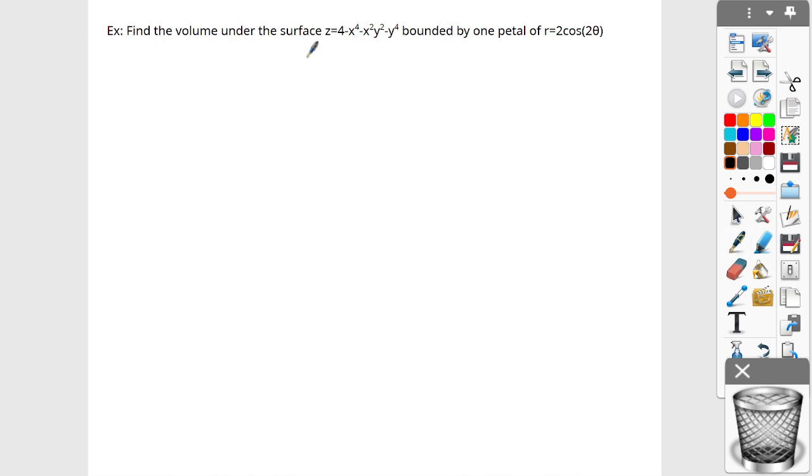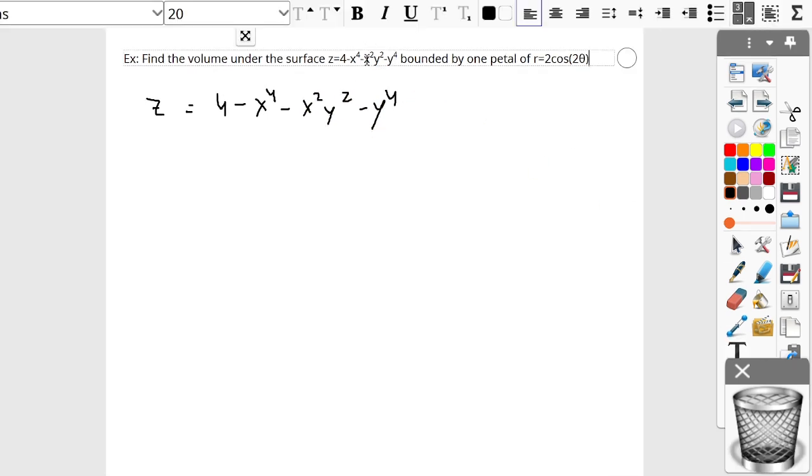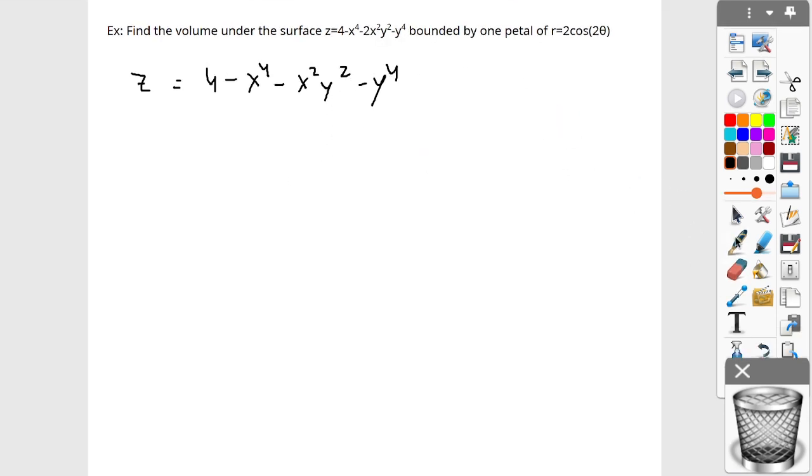This question's a little bit hard if you don't think about it. So z is equal to 4 minus x to the 4th minus 2x squared y squared minus y to the 4th. And it's even harder when you don't write the question right. This is the question: 2x squared y squared. I checked in my notebook, and this is the actual question. Fix your question, because this is the right question, not the one with x squared y squared. That's impossible. So let's see if we can find the answer.